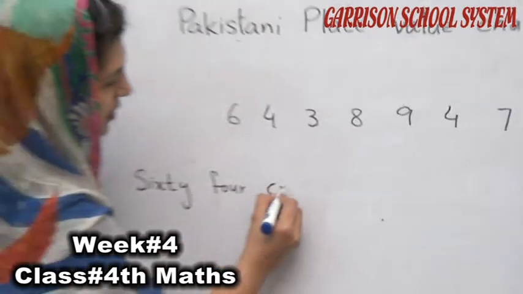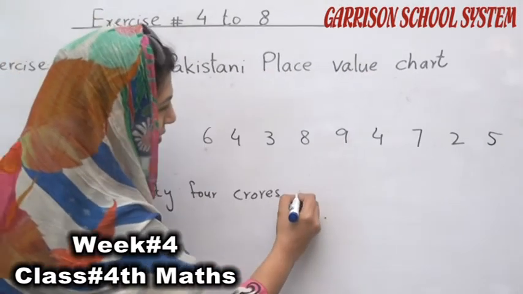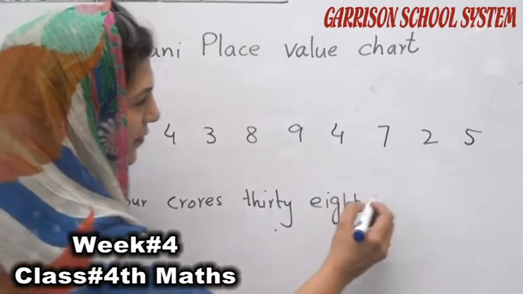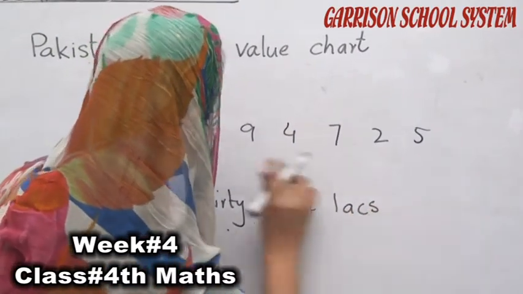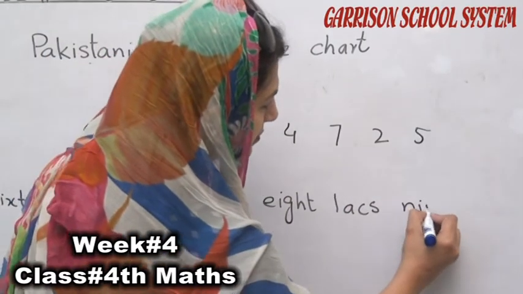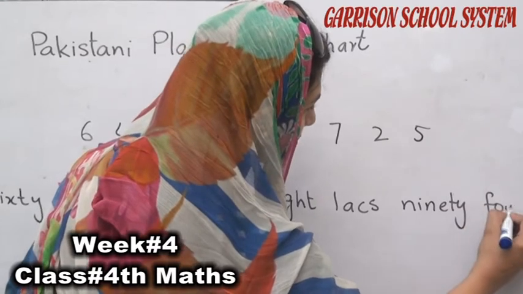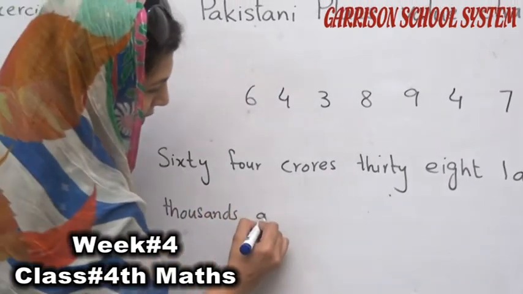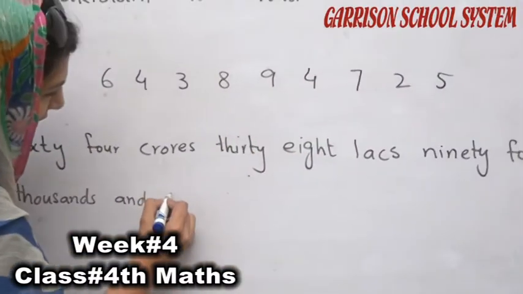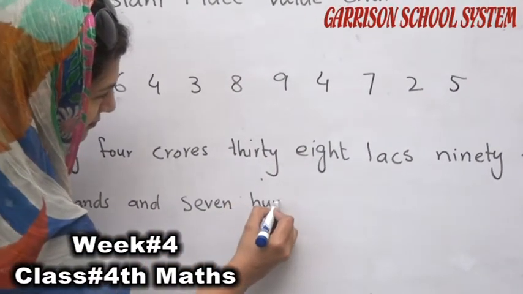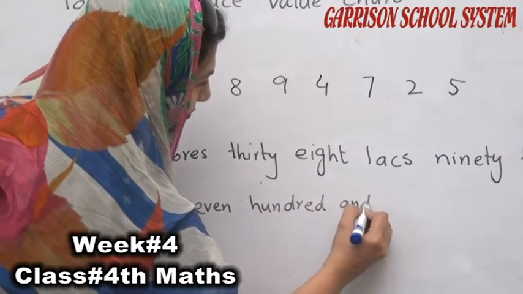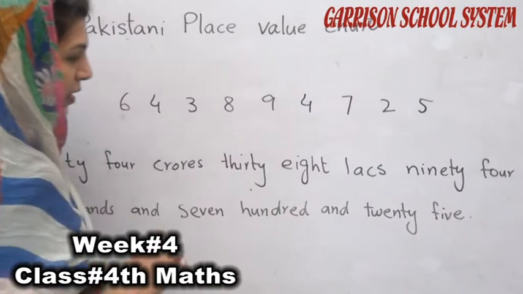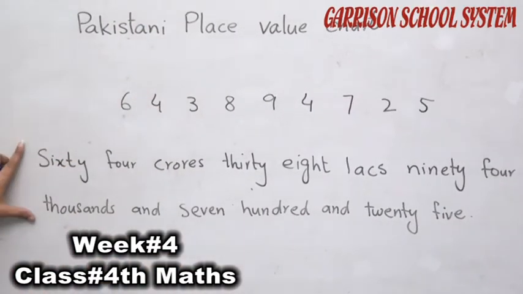64 crore, 38 lakhs, 94,000 and 725. We can read this number in this form.